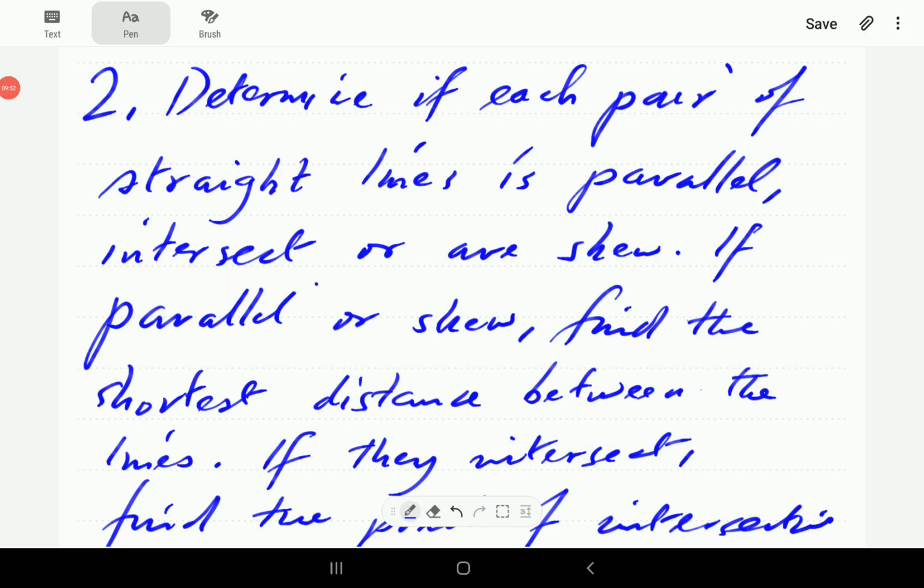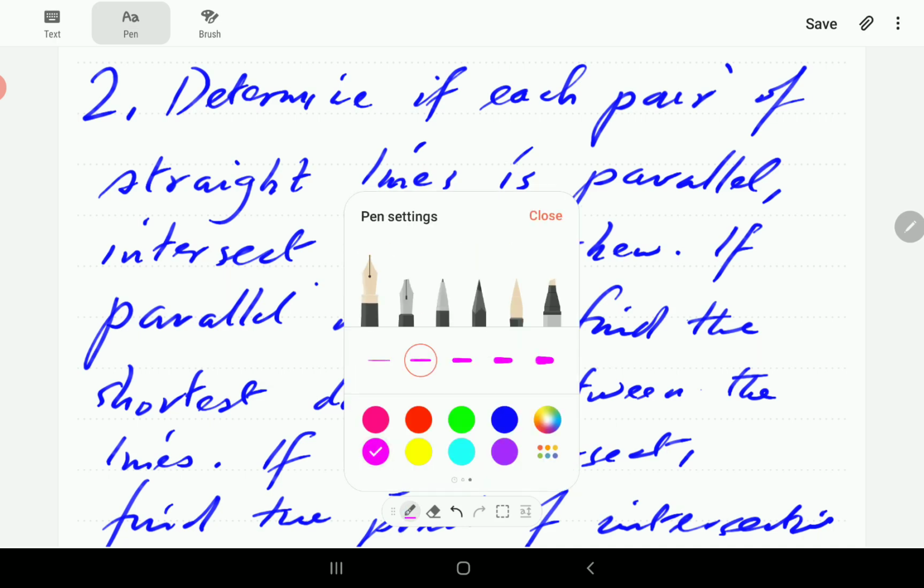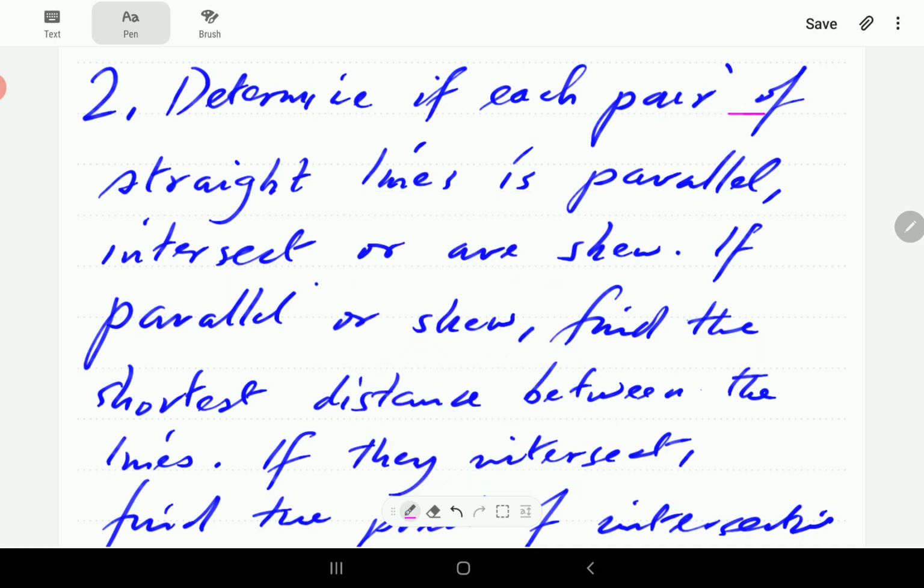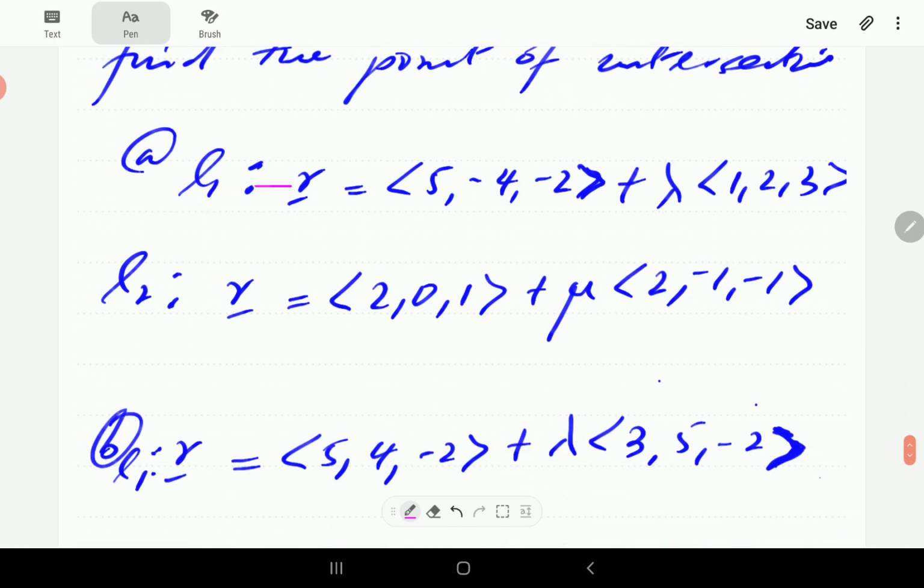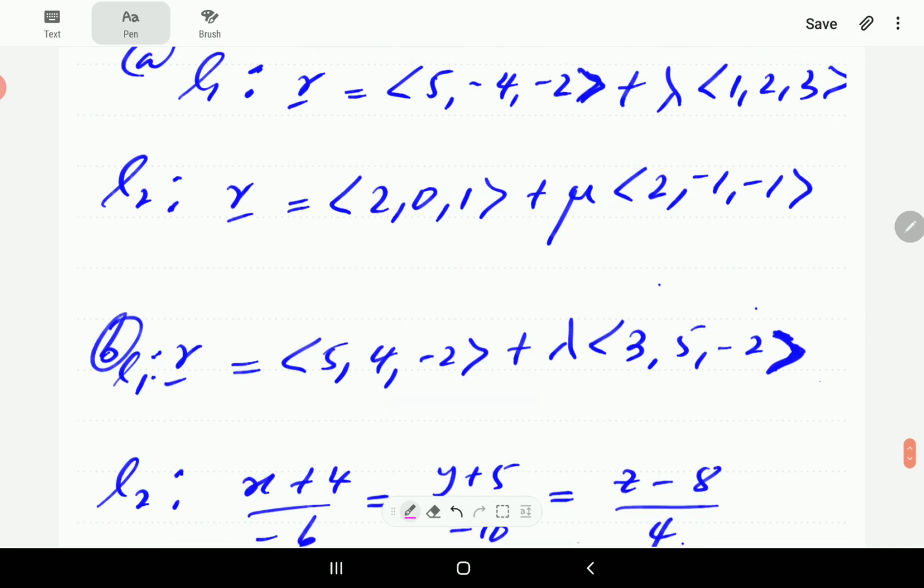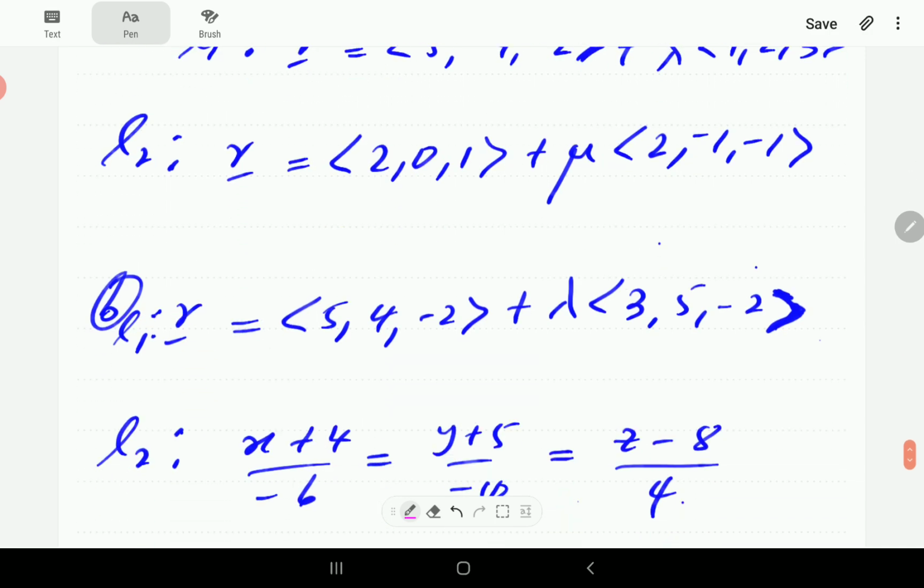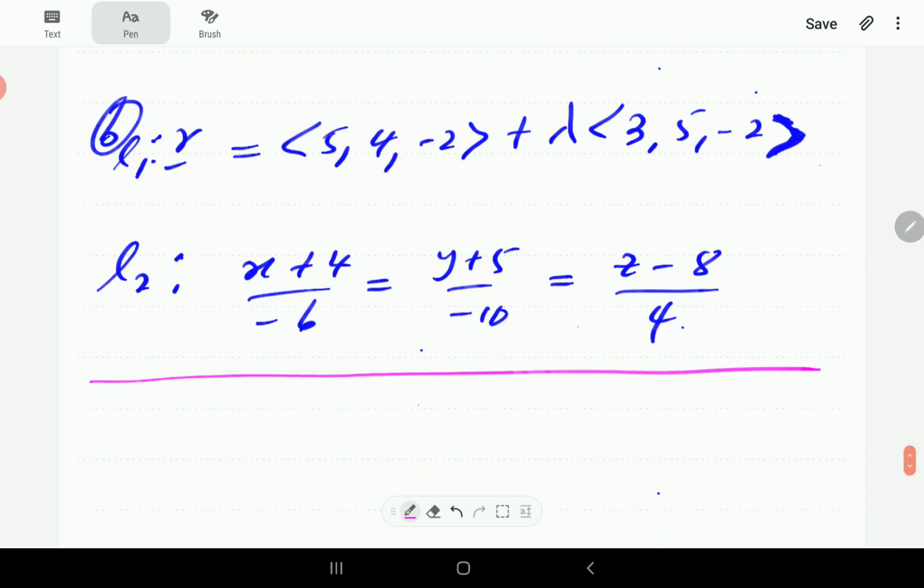Right, in this second example, we are given pairs of lines. So for each pair of straight lines, we need to determine whether they are parallel, intersect, or are skew. If they are parallel or skew, we want to find the shortest distance between the lines. If they intersect, we need to find the point of intersection. So there's L1 and L2 for A, L1 and L2 for B. So let's get on with A.